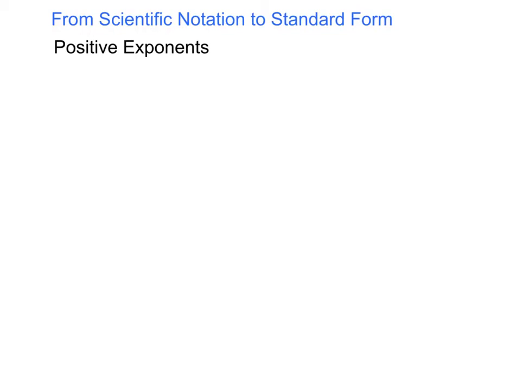Now we are switching the direction in which we are changing our numbers. We're going to start with numbers that are written in scientific notation, and we're going to convert them to standard form. For the first four examples, we will do all positive exponents. So let's write down all the numbers in scientific notation and talk about how to move them to standard form.